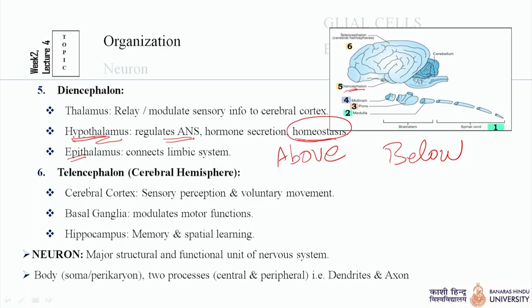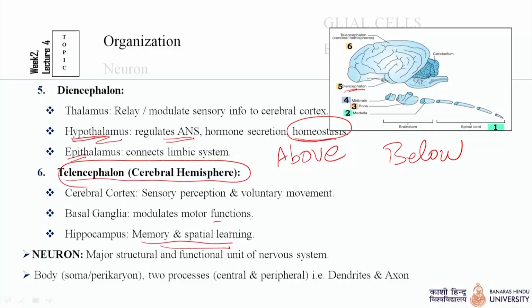Then the last part of the brain is the telencephalon or the cerebral hemisphere, which has three parts: cerebral cortex, basal ganglia, and hippocampus. The main function of the cerebral cortex is sensory perception as well as voluntary movement. The basal ganglia modulate many motor functions. And the hippocampus is mostly related to memory and spatial learning. So wherever you see a center related to memory or spatial learning, you can directly select the option of hippocampus without a second thought.